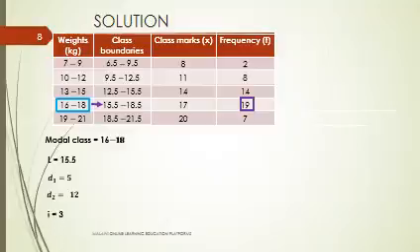Now let us look at how to get the class width. You just locate the class boundaries of the model class. The model class is 16 to 18, and its class boundary is 15.5 to 18.5. Then you just subtract: 18.5 minus 15.5, as we were doing in previous lessons. So the answer now is 3.